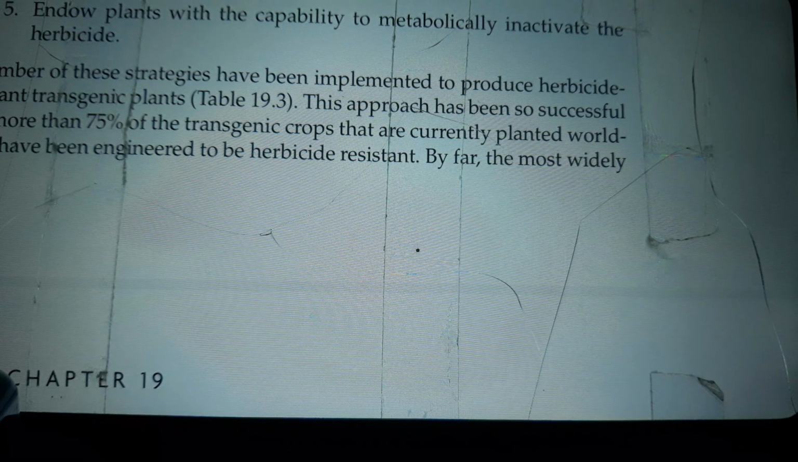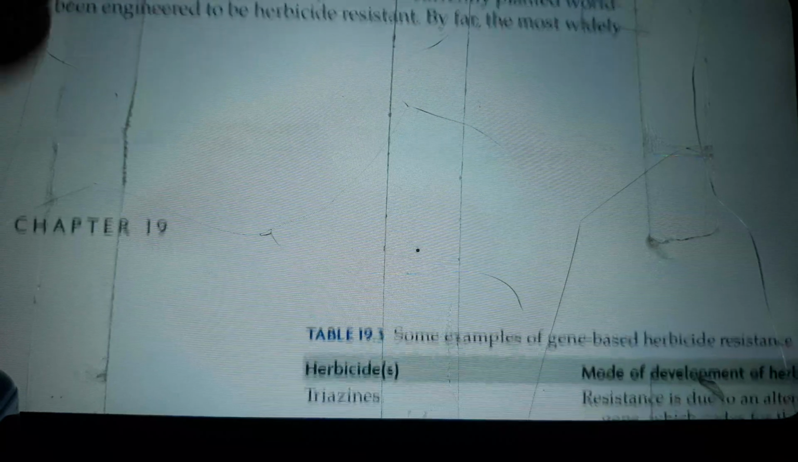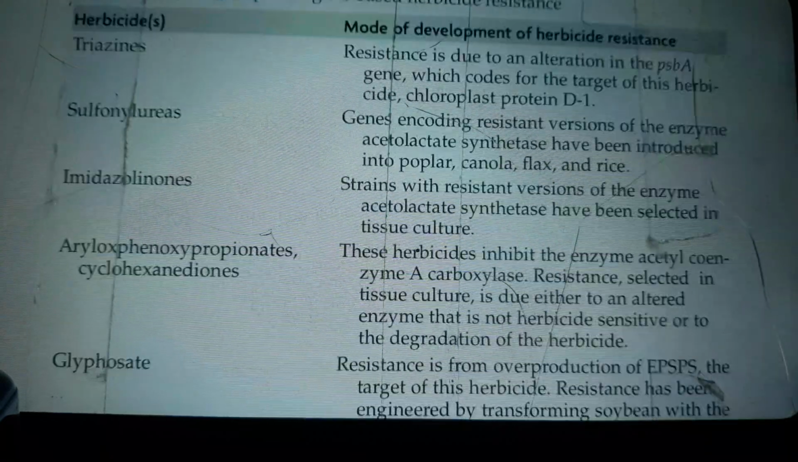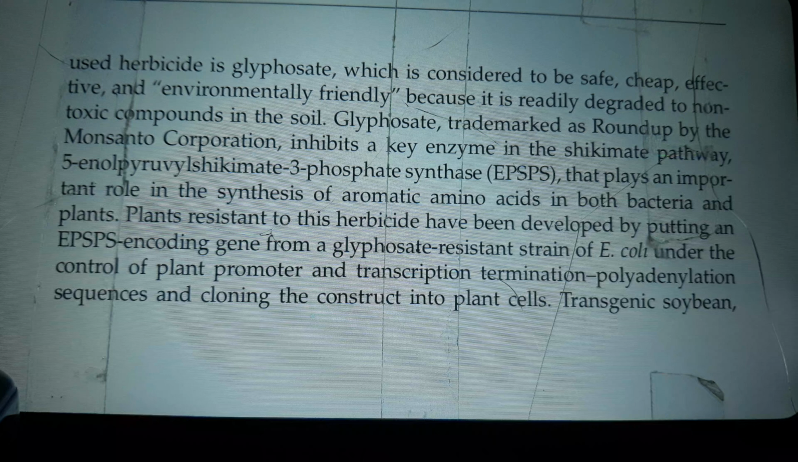This approach has been so successful that more than 75% of the transgenic crops that are currently planted worldwide have been engineered to be herbicide-resistant, by far the most widely used. The herbicide is glyphosate, which is considered to be safe, cheap, effective, and environmentally friendly because it is readily degraded to non-toxic compounds in the soil.